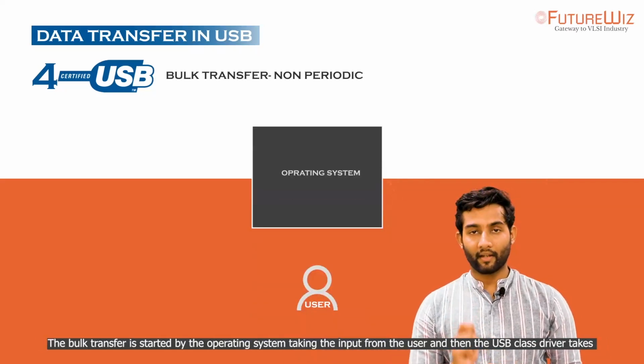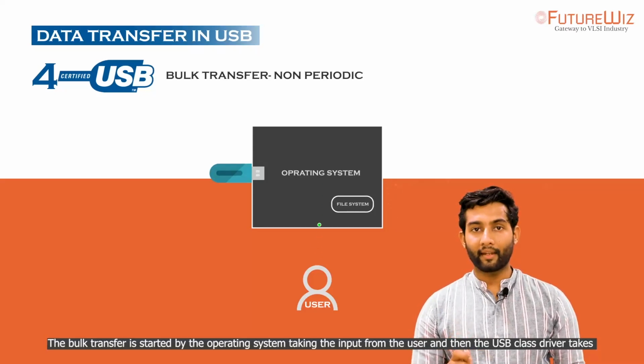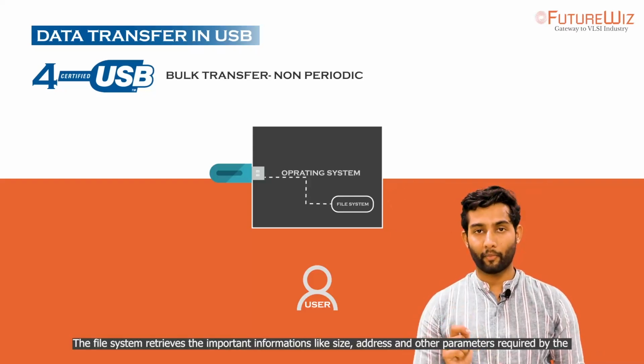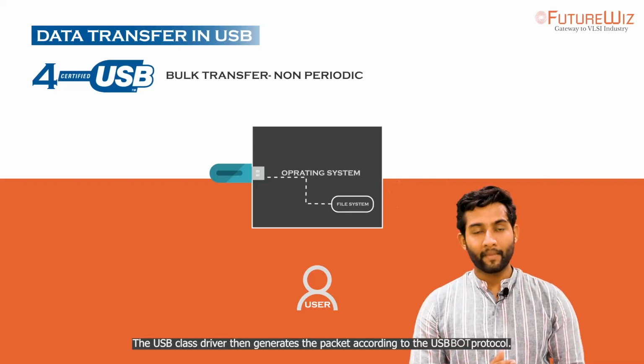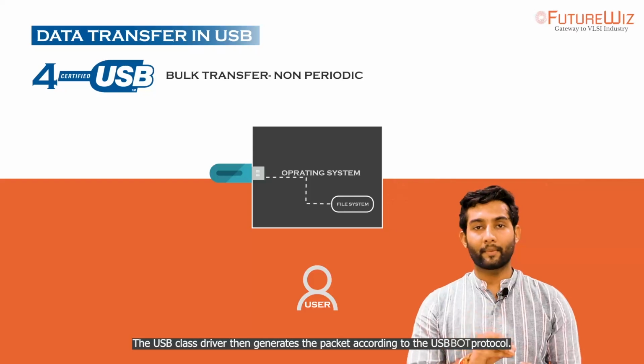The bulk transfer is started by the operating system taking the input from the user, and then the USB class driver takes the information from the file system. The file system retrieves the important information like size, address, and other parameters required by the USB class driver to generate the packet. The USB class driver then generates the packet according to the USB BOT protocol.